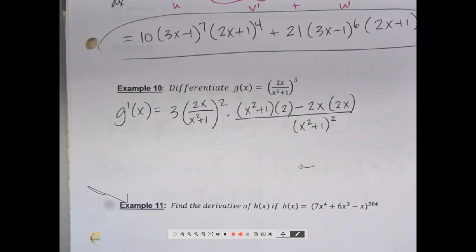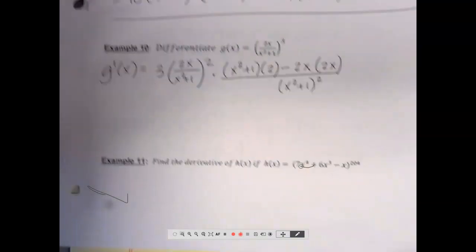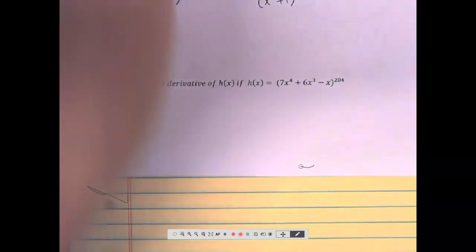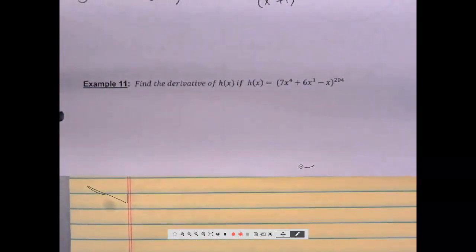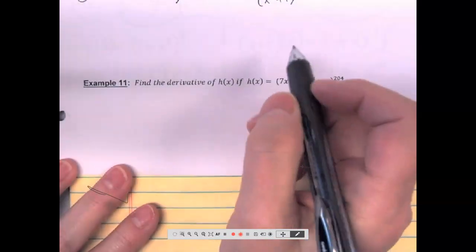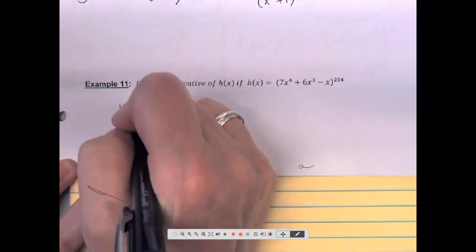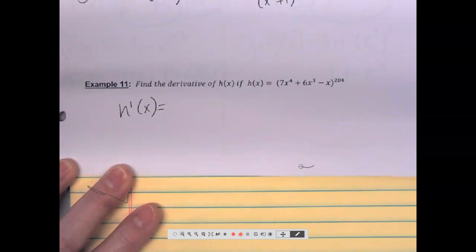Okay, easiest one is last. I see a power of 204. Woo! How'd you like to do that? No, thank you. Okay, we're going to find the derivative of h, so we'll call that h prime of x.